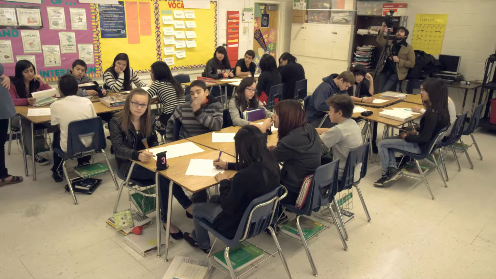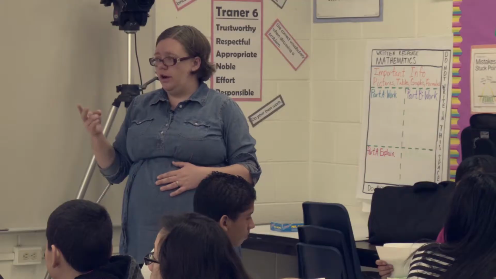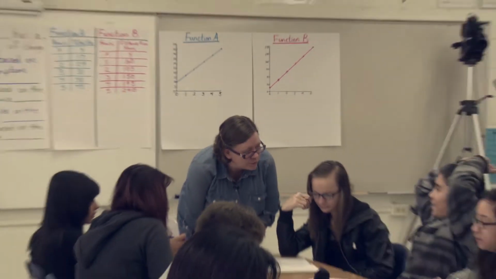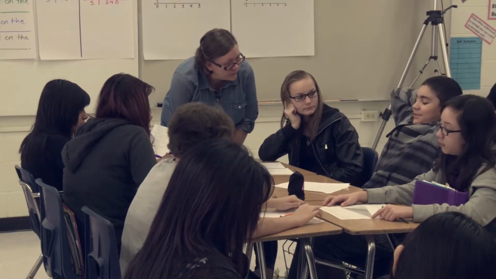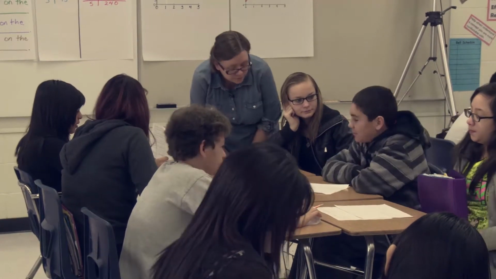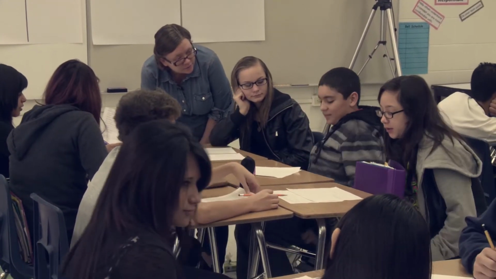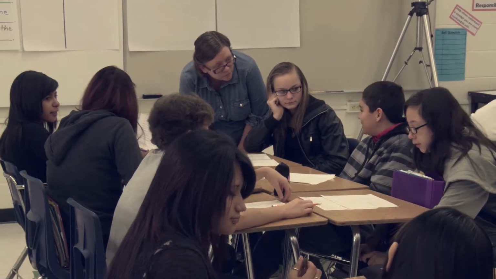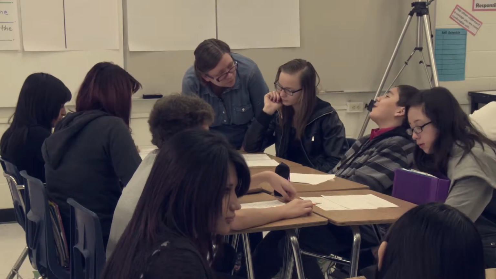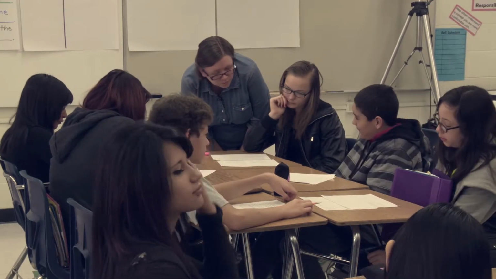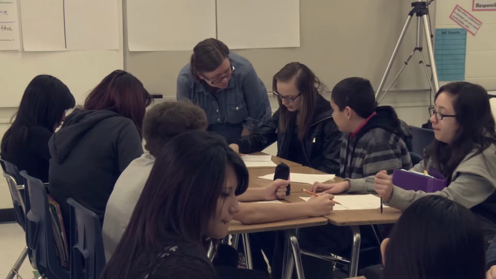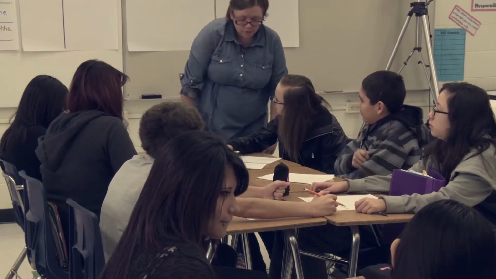Okay, so partners, this time reverse. If you have the shorter hair, you're going first. Function B has a greater rate of change, based on the verbal description, because it's bigger than A. Function B has a greater rate of change because the numbers are higher. It's bigger.